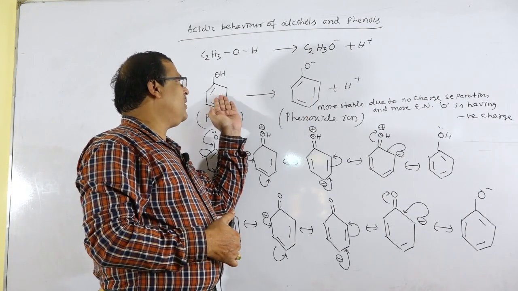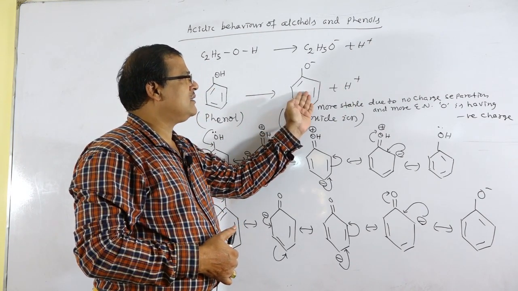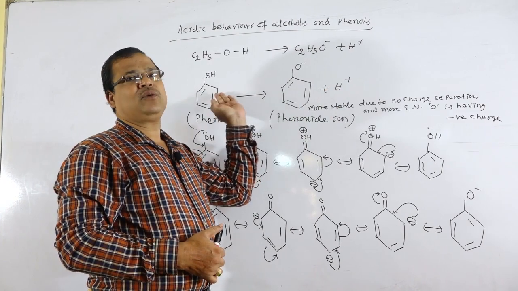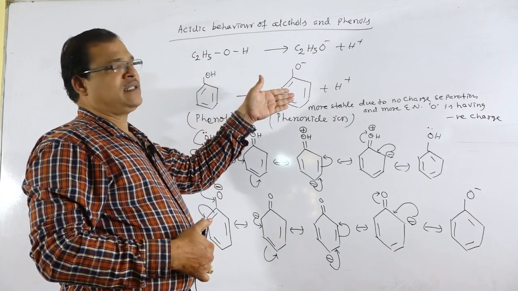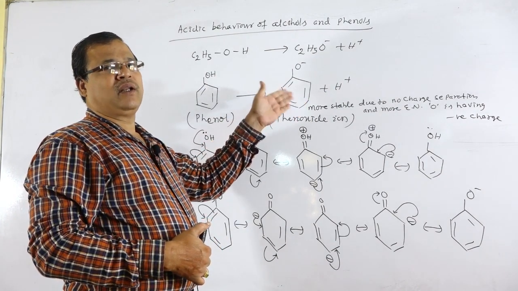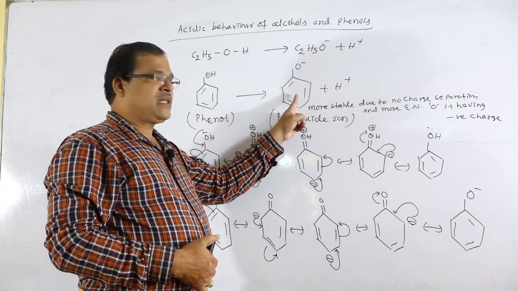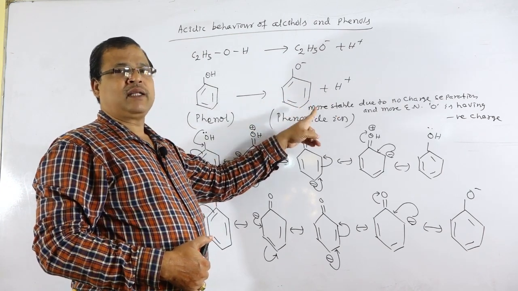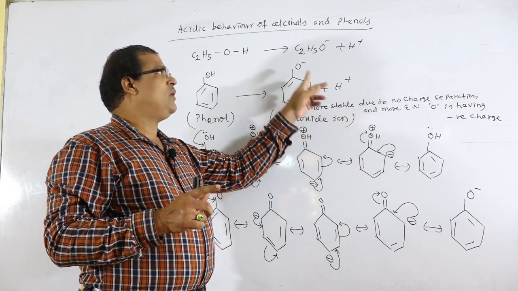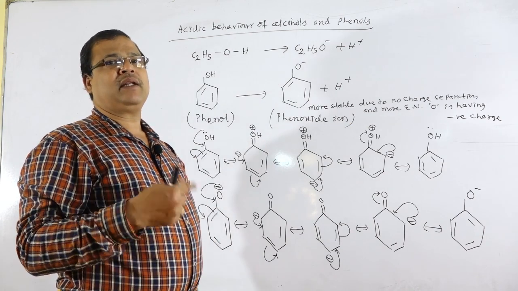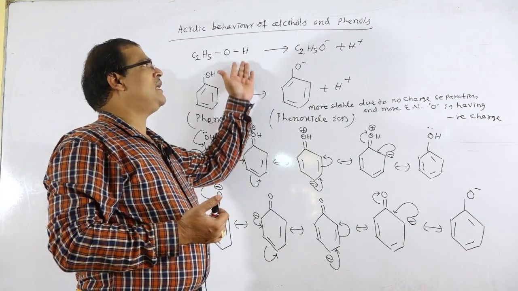Therefore phenol always loses H plus ion and converts into phenoxide ion. Therefore it has the ability to produce H plus ion, meaning acidic. So why is phenol acidic? Phenol is acidic because after the loss of H plus ion, the phenoxide ion so formed is stabilized by resonance, with no charge separation and the more electronegative element, the oxygen atom, having the negative charge. Therefore phenol is acidic. But alcohols are neutral.